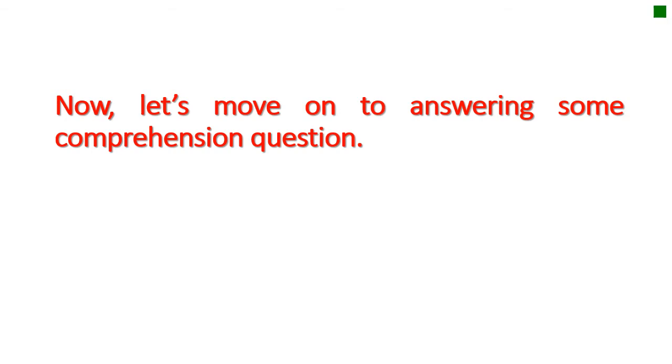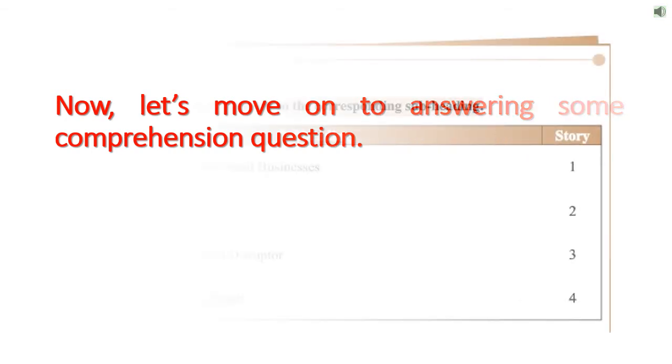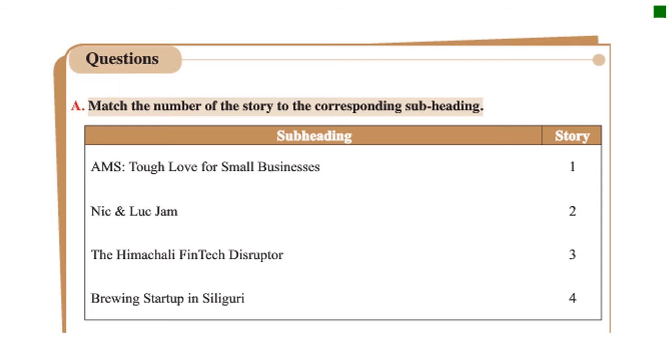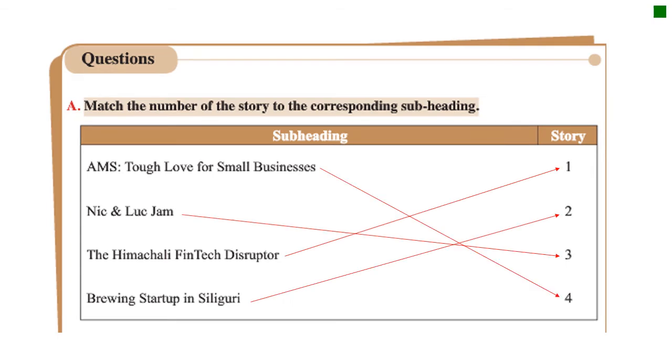Now, let's move on to answering some comprehension questions. Match the number of the story to the corresponding subheading. Tough love for small business. We just read about it. That's the fourth story. Nick and Luke, jam or vinaigrette or dressing. Okay, that was the third one. The Himachali fintech disruptor, the first one. And the brewing startup in Siliguri related to tea. That's the second story. Okay. 4, 3, 1, 2.